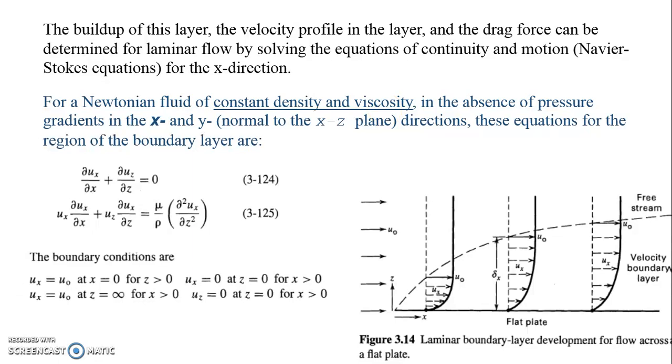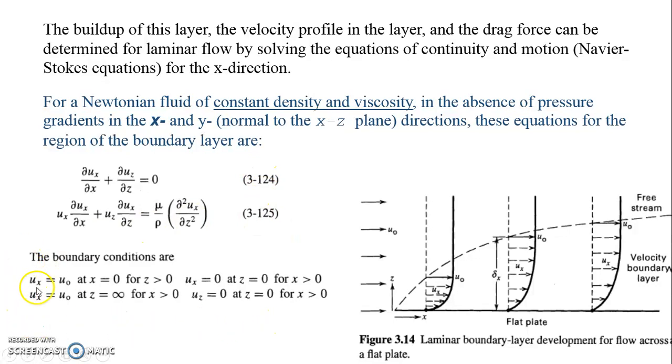for laminar flow by solving the equation of continuity and the equation of motion, which refers to the Navier-Stokes equation for the x direction. For a Newtonian fluid of constant density and viscosity, with no pressure gradient in the x and y direction, the equation for the region of the boundary layer refers to equations 3.124 and 3.125.